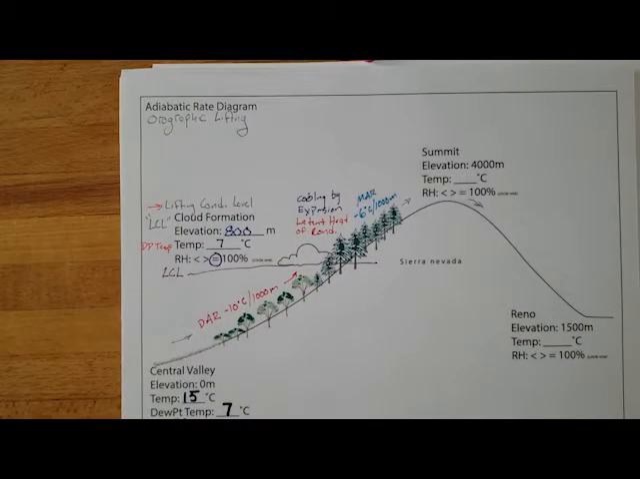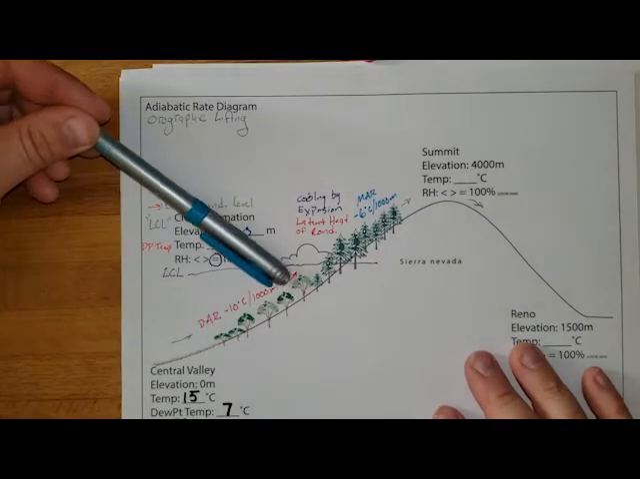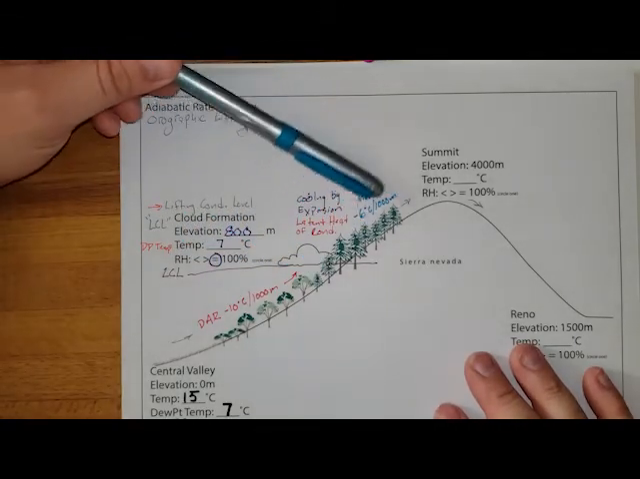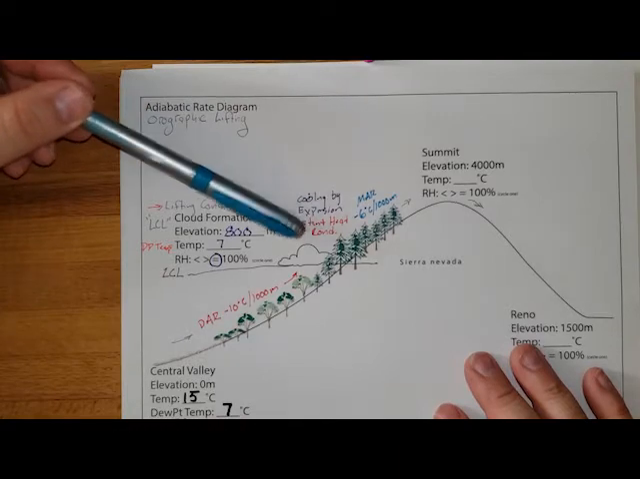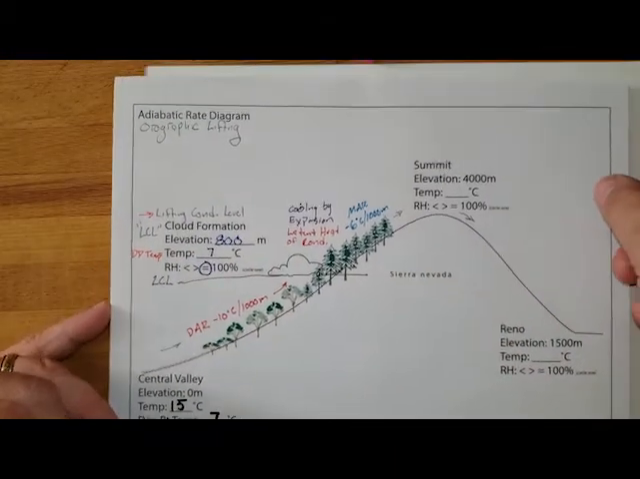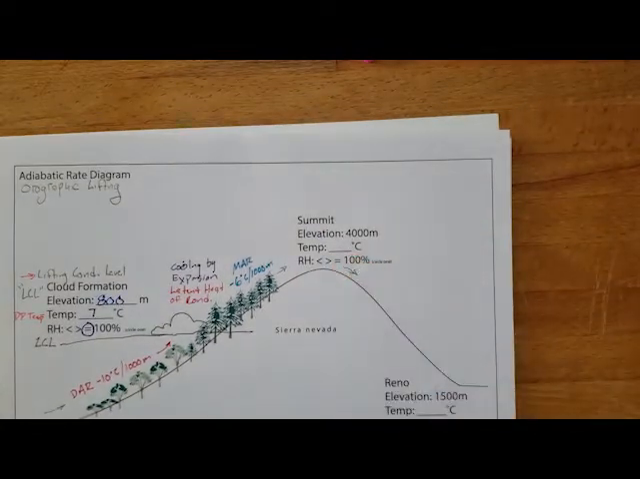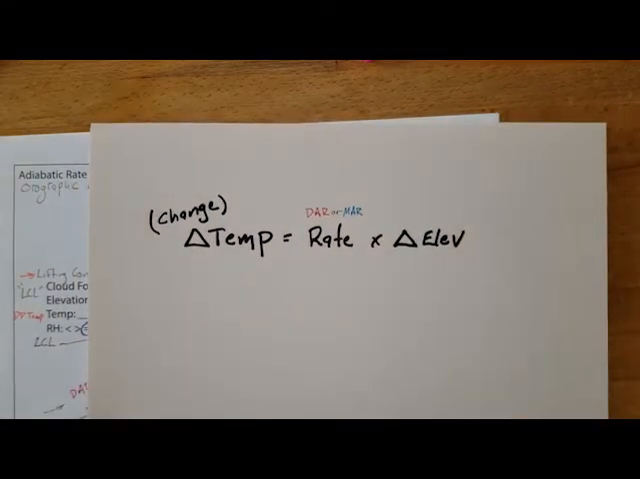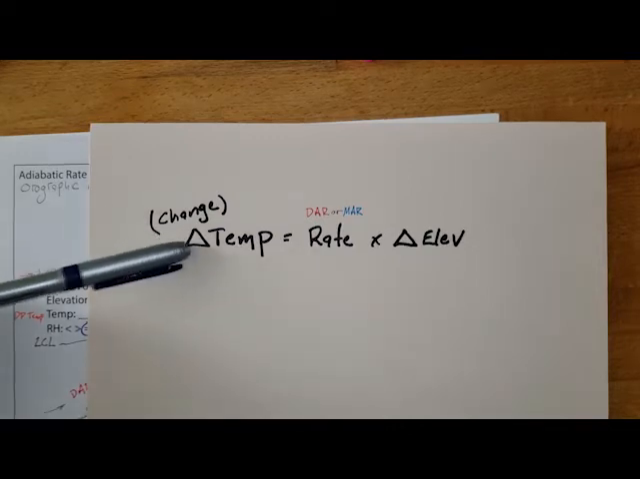Okay, so we know that we're cooling at the dry adiabatic rate, lifting condensation level. Moist adiabatic rate continues to rise, but not as quickly because we're getting condensation because of cloud formation. Now we want to figure out what's our temperature up here at the summit. And there is another equation that we use to calculate our change in temperature. So we have this cool little symbol. It's the delta, the little triangle.